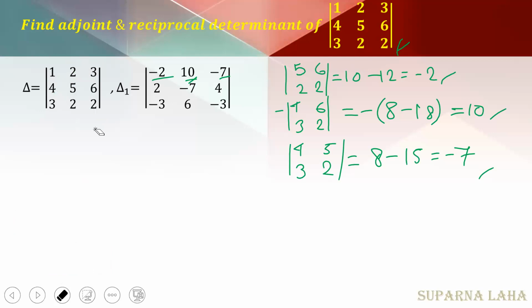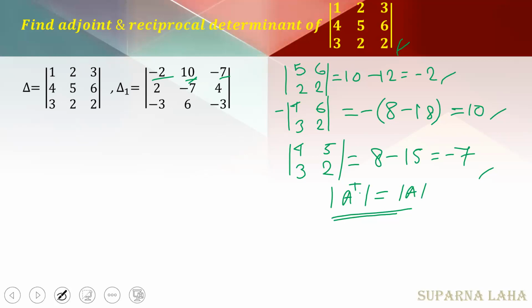You can easily find the rows: 2, minus 7, 4 and minus 3, 6, minus 3. Here also, I am not taking the transpose, since the determinant of A transpose and the determinant of A are the same. But whenever you are finding the adjoint of any matrix, at that time you need to take the transpose. Since the value will be equal, I am not taking the transpose here. You can take the transpose and then write down this determinant also.